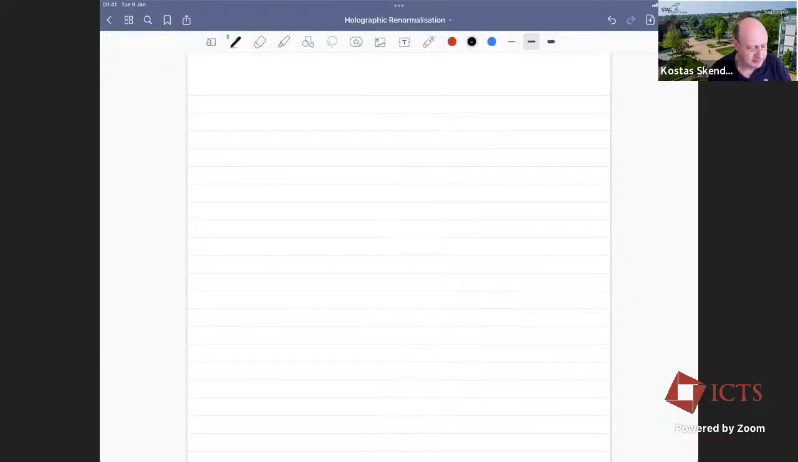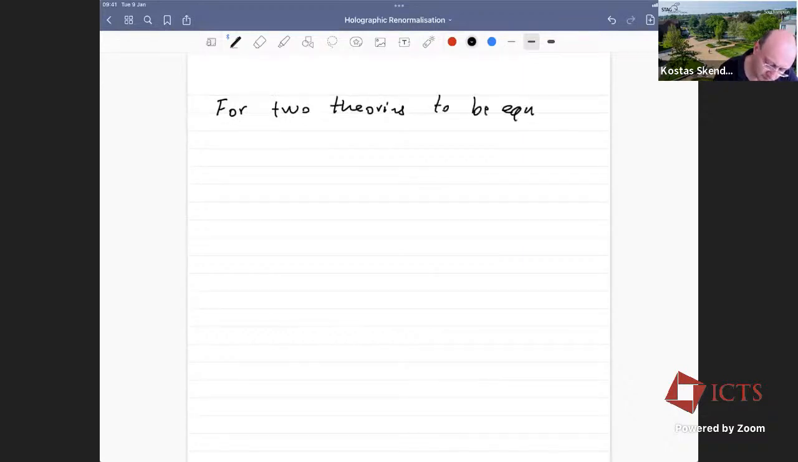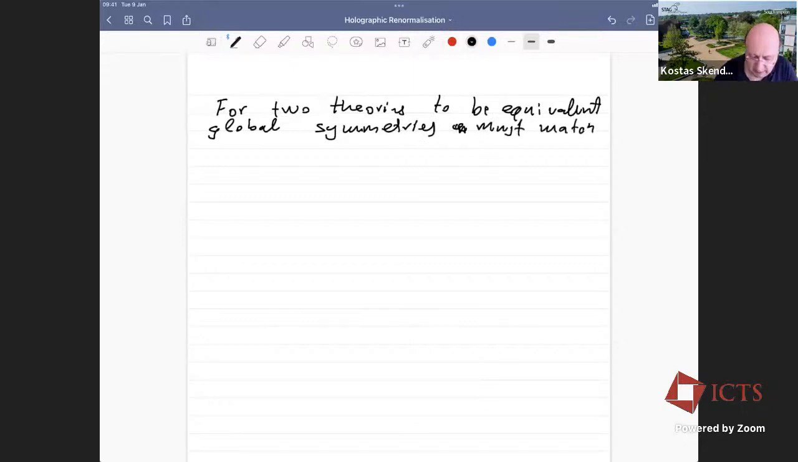So if there is a duality, this means that for two theories to be equivalent, they have to share the same set of global symmetries. So now for a generic quantum field theory, the global symmetry is Poincaré transformations plus possible internal symmetries.